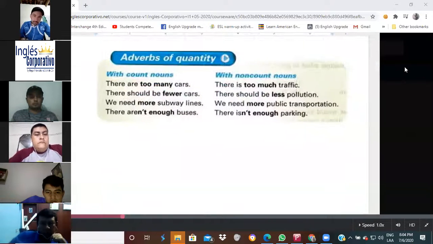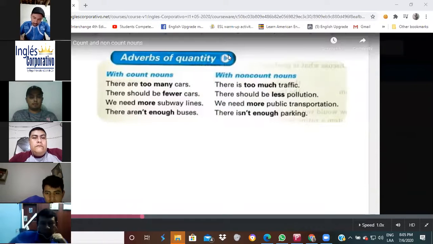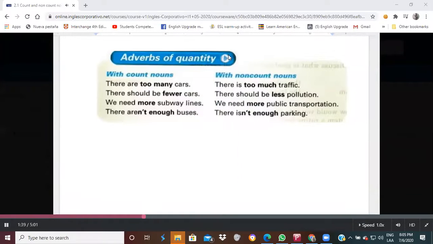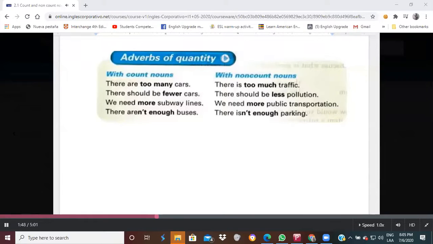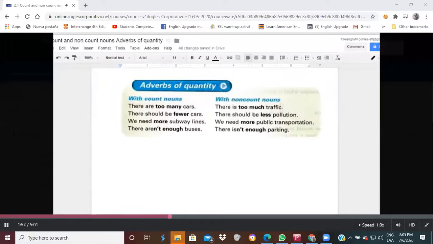Now let me point out what non-count nouns are. And just like I mentioned previously, count nouns are all of those things that you can count. People, places, or things that are easy to count, such as cars, subway lanes, or buses, like we see on the example. Now, with non-count nouns, what that means is that we're going to look at nouns that are difficult to count. So for example, in our chart we see things like traffic, things like pollution, public transportation, parking. Those are a little bit difficult to count.